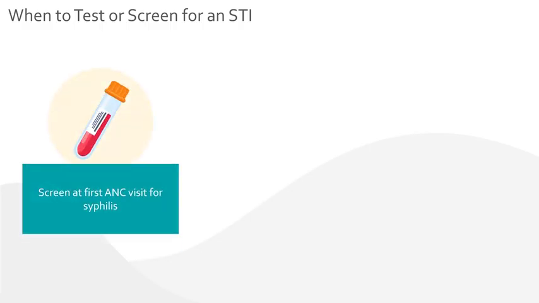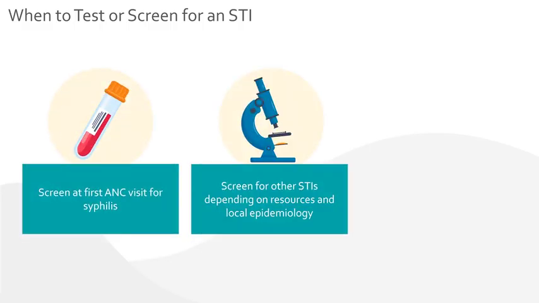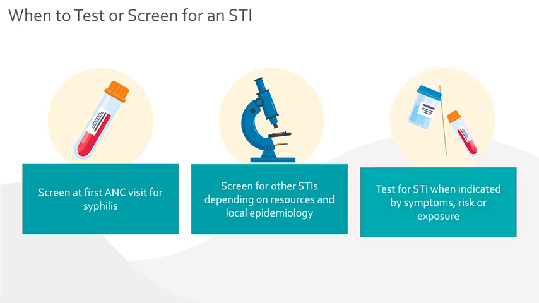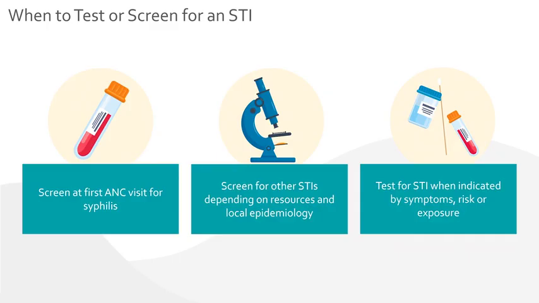Recommendations on when to screen or test for STI in pregnancy may include screening at first ANC clinic visit for syphilis and for other STIs depending on resources and local epidemiology, and testing for STI when indicated by symptoms, risk, or exposure. Countries with relatively strong ANC services may plan to provide all of these, while other countries may plan for incremental progress, focusing initially on achieving high coverage for syphilis screening at first ANC clinic visit.